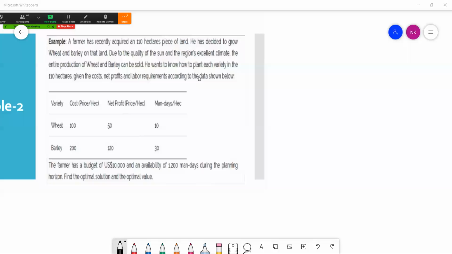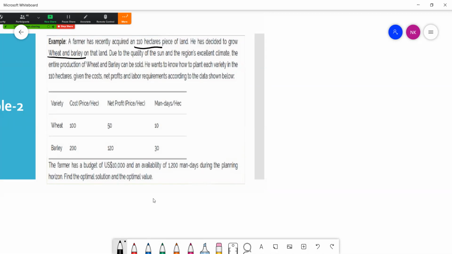Sir, in this question, it is given that the farmer has a 110 hectare piece of land, and he decides to grow wheat and barley on the land, but it is not sure on how many hectares he will grow wheat and barley. We have to find the optimal solution for that, and it is also given that the whole of the production will be sold because it has an excellent climate for the cultivation of these crops.